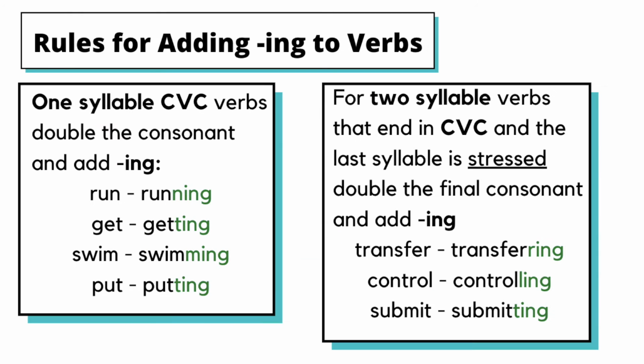If you have a one-syllable consonant-vowel-consonant verb, double the consonant and add ing. Run, running with 2 n's, get, getting with 2 t's, swim, swimming with 2 m's, and put, putting with 2 t's. For two-syllable verbs that end in cvc and the last syllable is stressed, double the final consonant and add ing. Transfer, transferring with 2 r's, control, controlling with 2 l's, and submit, submitting with 2 t's.